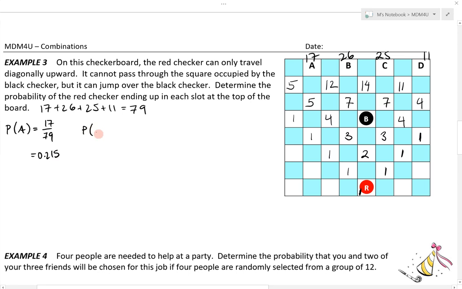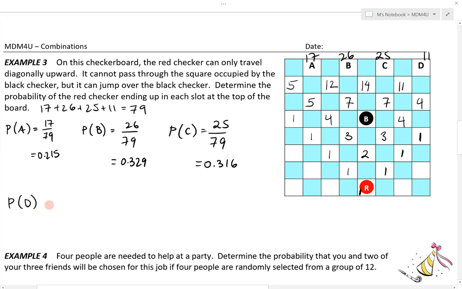The probability that that checker is going to get to B would be 26 out of 79, or you could say 0.329. The probability that that checker is going to get to spot number C is going to be 25 ways to get there, divided by 79 total paths, which is 0.316. And the probability that the checker will get to D is equal to 11 out of 79 total paths, which is 0.139.